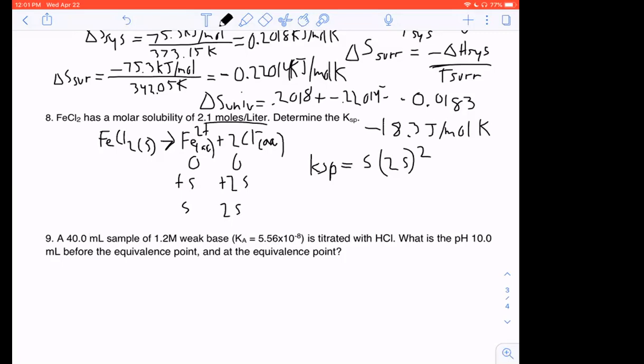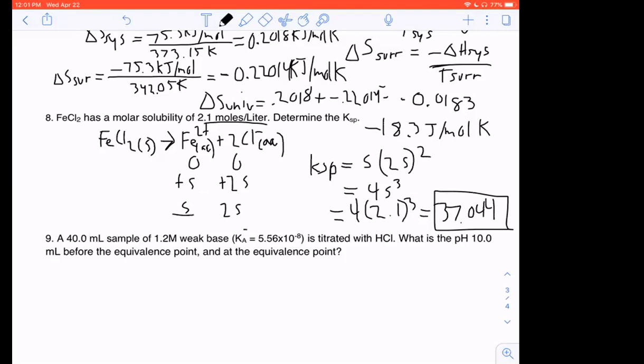So this is going to end up equaling, if you carry this out, 4S cubed actually, which equals 4 times 2.1 cubed, which ends up equaling 37.044. As I said, that's what most of you got. So this is one where you might not be used to solving for the KSP. You're probably more used to solving for this S value here, but all you'll have to do is think about it a little backwards. It's the same process. When it gives you the solubility though, that's the S value that you're using.